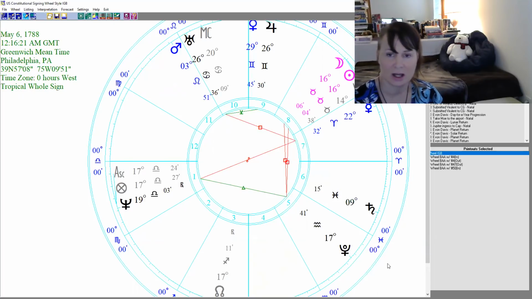But I do want to talk a little bit more about this new moon conjunct the vertex up here in the 8th house in the sign of Taurus and what that means.